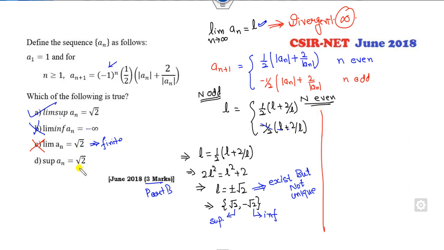Look at the last case, supremum. Now again they are not talking about the limit. So what is the A1? A1 will be 1. We can find the A2. A2, that means if I take n is 1, we get A2. So n is 1, it's minus 1 over 2, A1 plus, so it is minus 3 over 2.